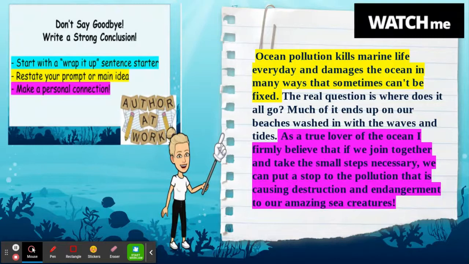Ocean pollution kills marine life every day and damages the ocean in many ways that sometimes can't be fixed. The real question is, where does it all go? Much of it ends up on our beaches, washed in with the waves and tides. As a true lover of the ocean, I firmly believe that if we join together and take the small steps necessary, we can put a stop to the pollution that is causing destruction to our amazing sea creatures.